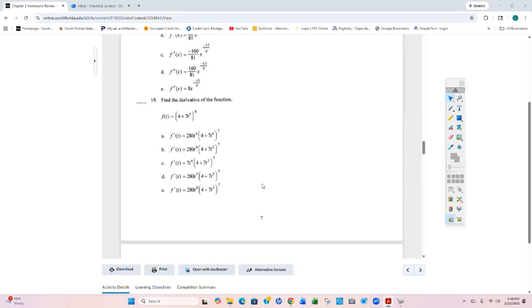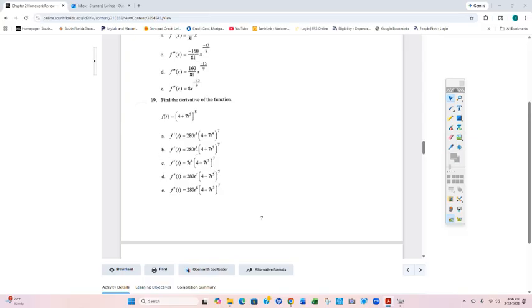Number 19, find the derivative of the function f of t equals, in parentheses, you have 4 plus 7t to the 5th, and then all of that is to the 8th power. So, open parenthesis, 4 plus 7t to the 5th, close parenthesis, and then a power of 8. A, f prime of t equals 280t to the 4th, and then in parentheses, 4 plus 7t to the 4th, and all of that is to the 7th power.